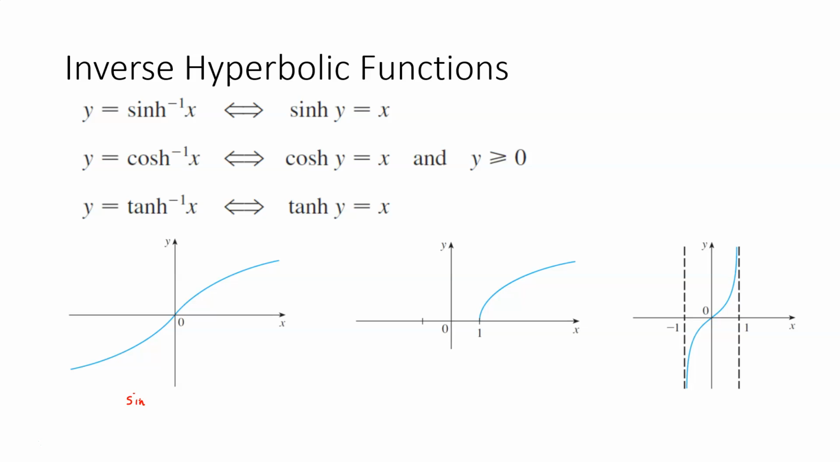Okay, so here we see the graph of hyperbolic sine inverse. Here's the graph of hyperbolic cosine inverse. Notice that it's missing the other half there to make it one-to-one. And then here's the graph of hyperbolic tangent inverse.